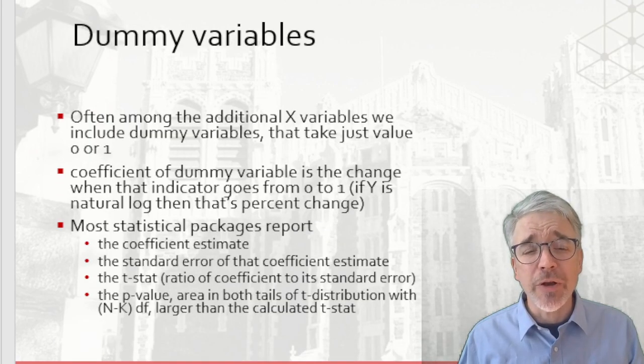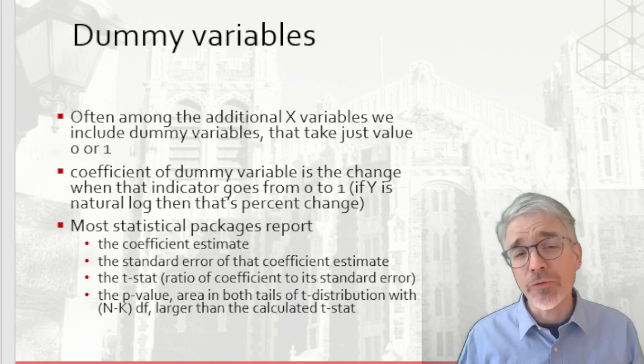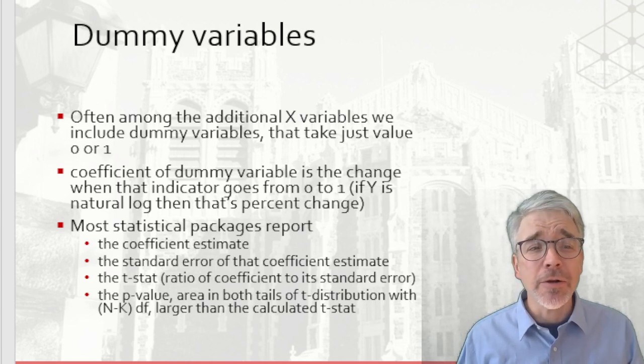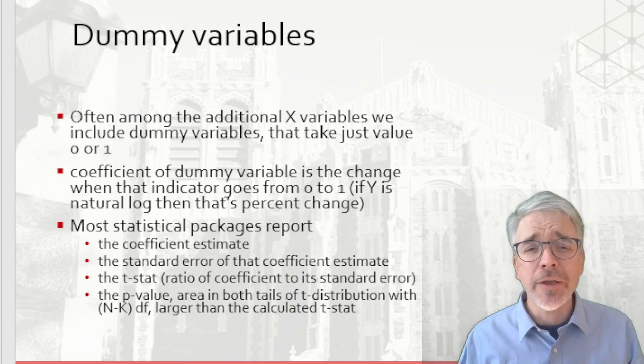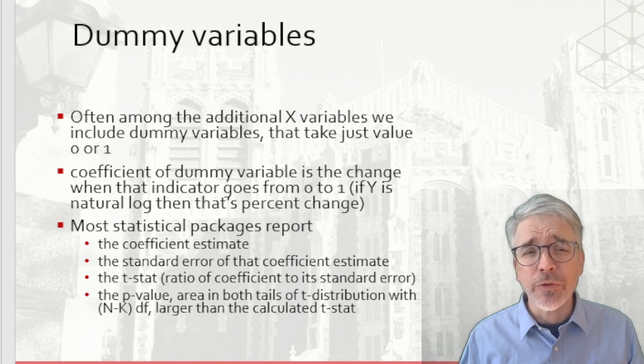Often we include dummy variables among the x variables. Dummy variables are either 0 or 1. The coefficient on the dummy is the change when that dummy goes from 0 to 1. In R or other statistical packages, they report the coefficient estimates, standard error of each, the t-stat, which is the ratio of the coefficient to the standard error, and the p-value, which is the area of both tails with degrees of freedom, n minus k, calculated from that. You should be able to understand where the computer is getting those. It's not sorcery, it's just math.